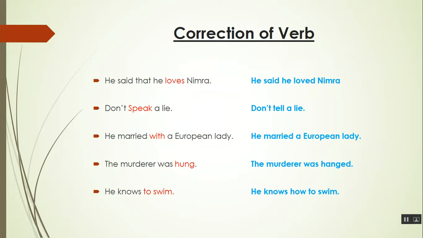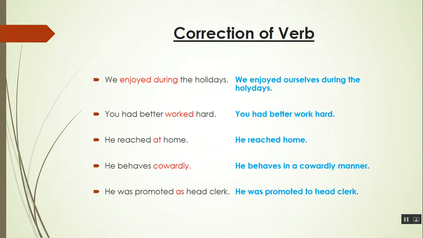Then jump to the next one. He knows to swim. Over here, to swim is wrong. The correct sentence is not to swim, we use: he knows how to swim. We don't use the infinitive with it. He knows to swim, with the infinitive verb, is an incorrect sentence. So come to the next slide.